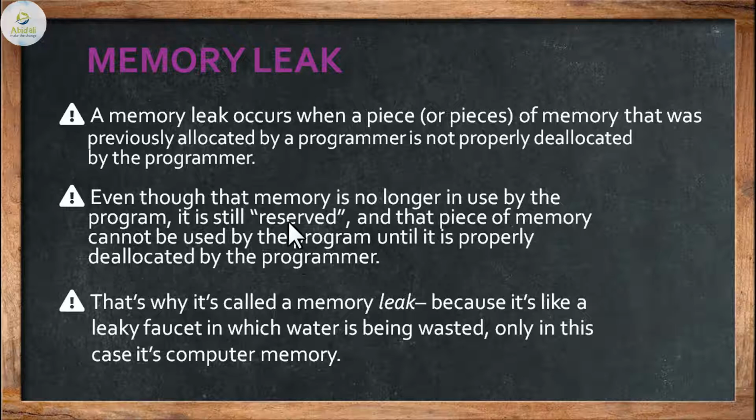So now what will happen? The memory that has been allocated by the new operator is still in reserve, and is not properly deallocated by the delete operator. Such memory is called a memory leak, which is not in use, has not been freed up, and is in pieces. That's why it is called a memory leak, because it is like a leaky faucet.